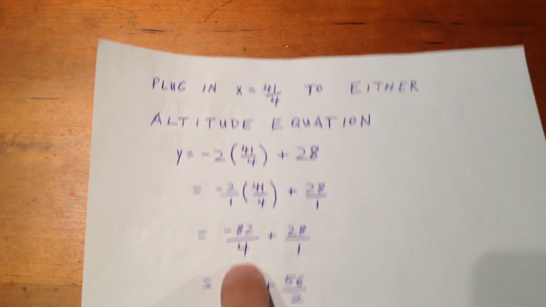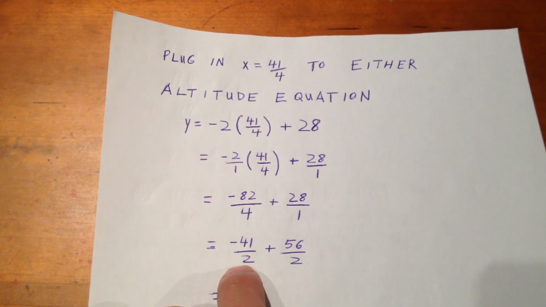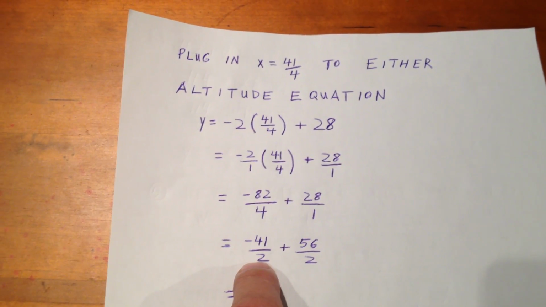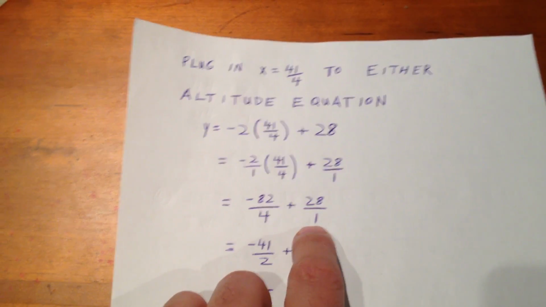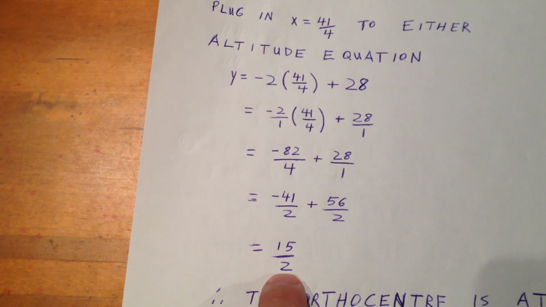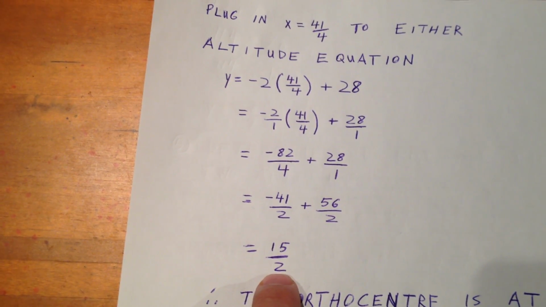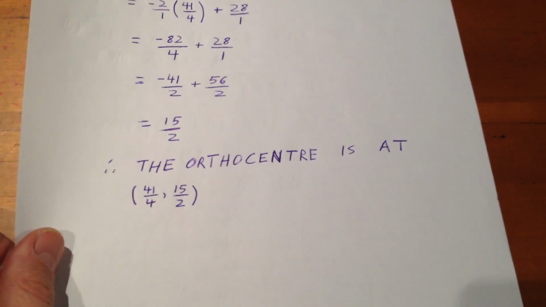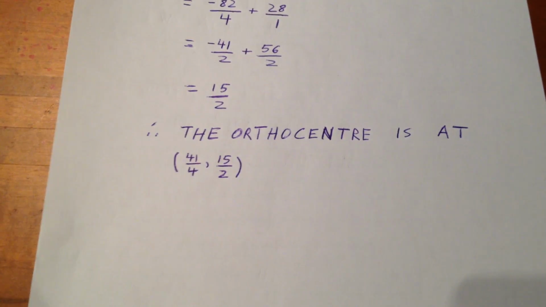Doing that leads us to the conclusion. Negative 82 over 4 simplifies to negative 41 over 2. 28 over 1 becomes 56 over 2 to get our common denominator, and we have a y value of 15 over 2. So our orthocenter is at (41/4, 15/2).